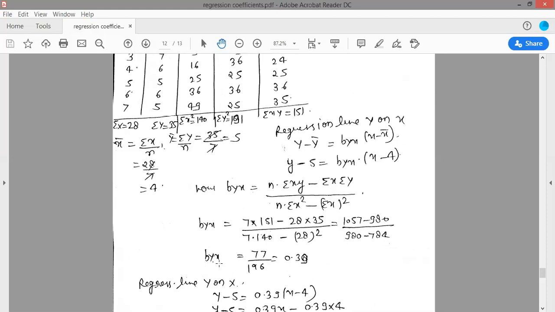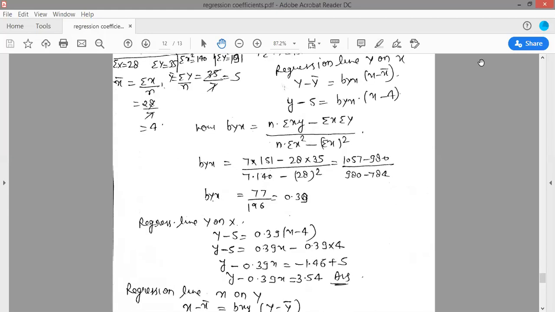So our byx is equal to 0.39. Now, this regression coefficient is for the line y on x. So just put the value of byx in this equation. Put all these values here, and you will get your first regression line: y minus 0.39x is equal to 3.4, and there is a calculation here. So calculate by yourself, and you will get your regression line y on x. This is the final answer.